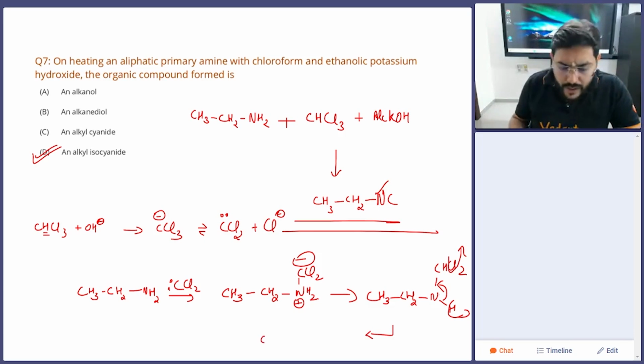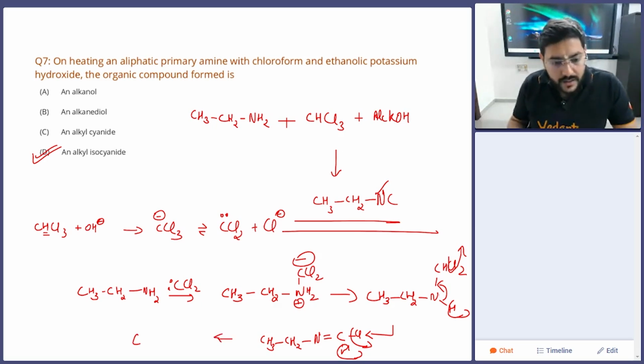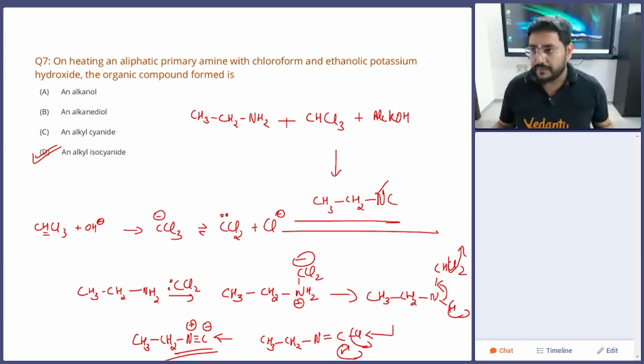So what we get here is CH3CH2, a double bond, H and Cl. With electron density transfer, Cl will leave the molecule, and in the presence of base we get CH3CH2NC, with N positive and C minus. Is this part clear? So we get alkyl isocyanide.